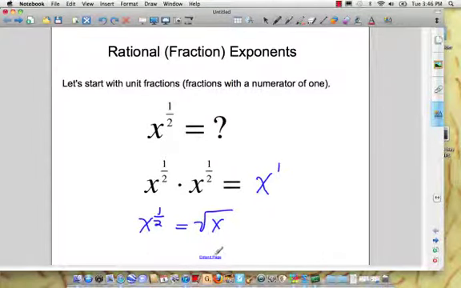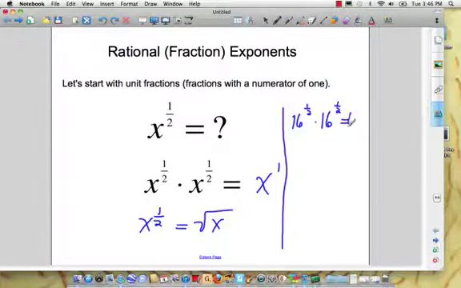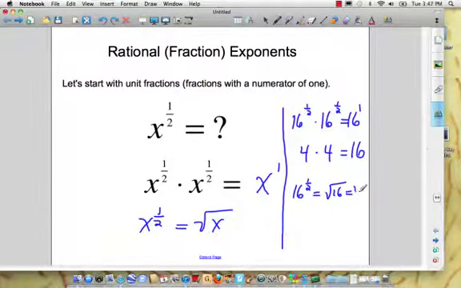Okay, and then we could also do an example with numbers. So imagine you had 16 to the power of 1/2 times 16 to the power of 1/2. Well, that should be 16 to the power of 1, which is 16. So whatever 16 to the power of 1/2 is, it has to multiply by itself to give 16, so it's 4. So 16 to the 1/2 is the same as the square root of 16, or 4.